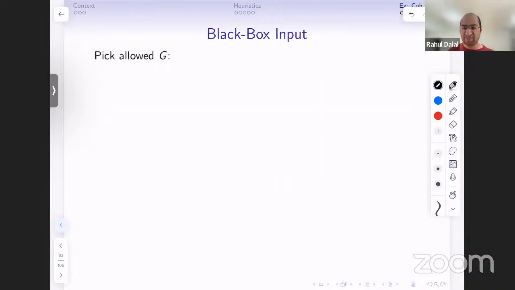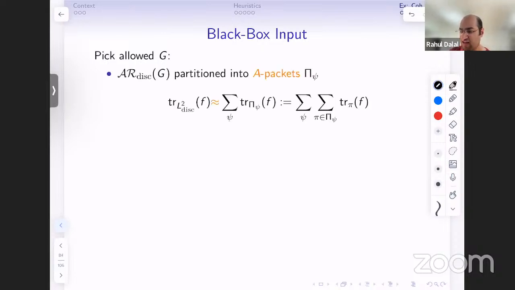Okay, so let's input our black box for step one. There are going to be two black box slides. We're going to pick G. The automorphic spectrum is partitioned into Arthur packets, and we can write that as some approximate equality of traces, heuristically. So again, heuristically, the trace against the entire discrete L2 is going to be the sum over the traces against each of these packets.